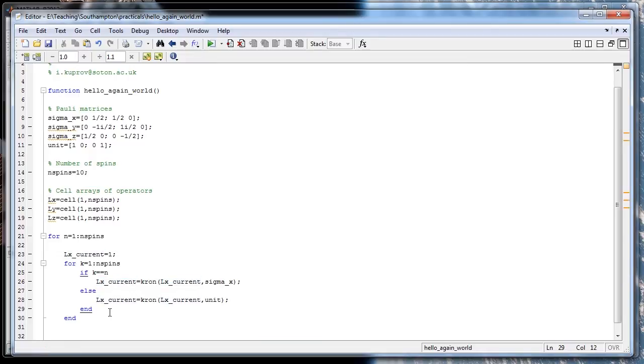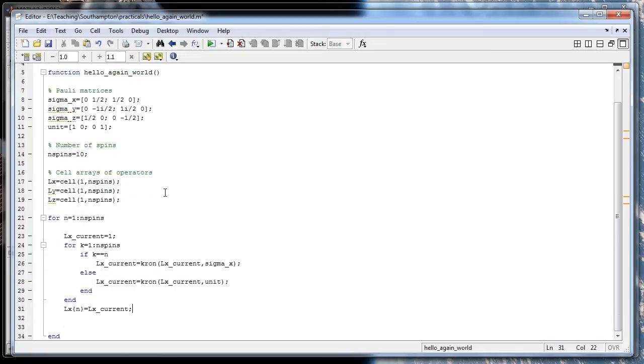And finally, after that operator has been built, we can actually assign it to Lx, and cell arrays are numbered with curly brackets. Lxm will be Lx current. And this will build up that operator and put it into that cell array.